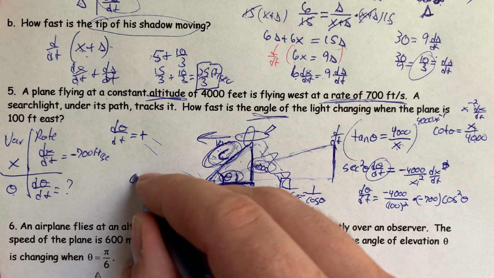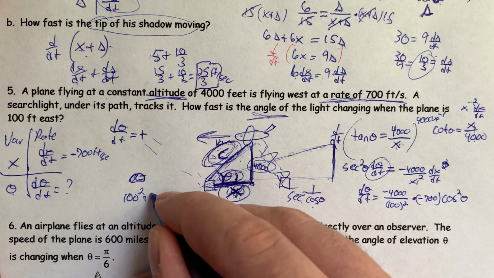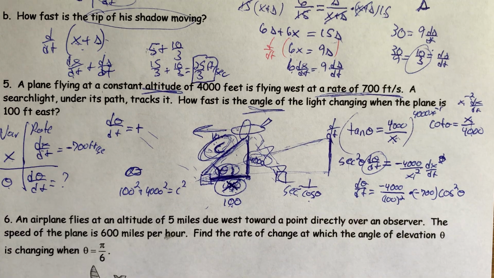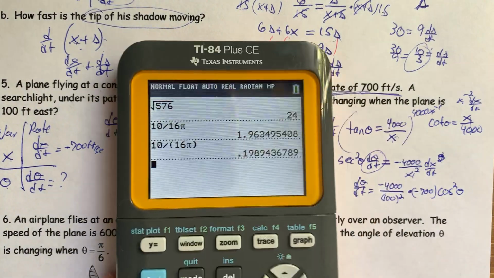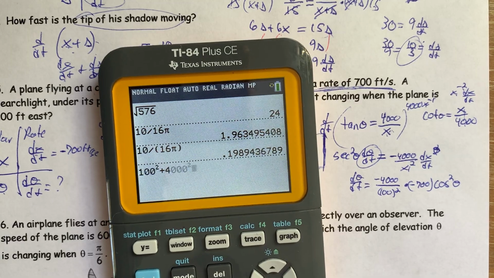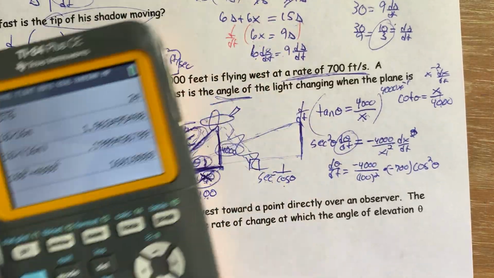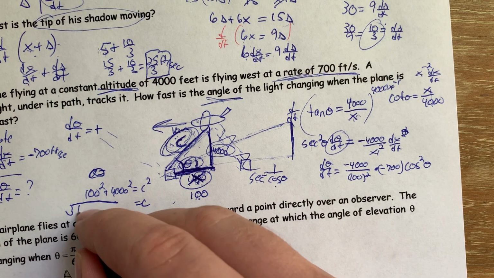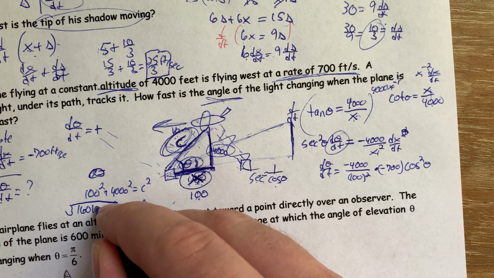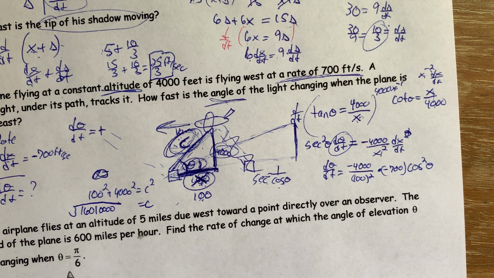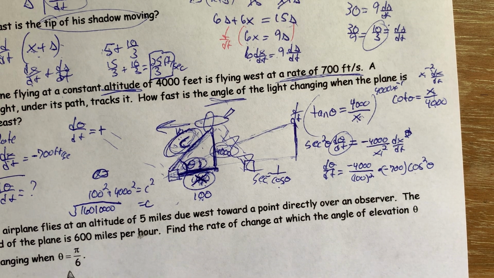So let's see, 100 squared plus 4,000 squared equals c squared. I don't want to do this, guys. Oh, this is so ugly. Let's use a calculator. So 100 squared plus 4,000 squared, that's c squared. So c is the square root of 16,010,000. Okay, cool. And the reason I'm not going to simplify this is I know I'm about to square this in a second, because it says I'm going to do cosine squared.